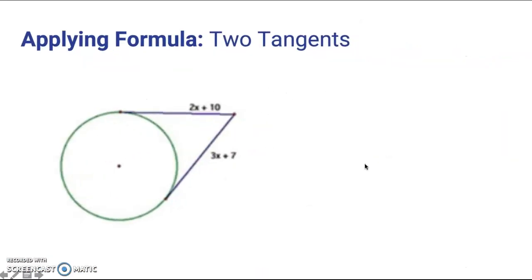Now, just to apply the formula, I know the number is a little hard to see, so I'm going to read it out. So you got two tangent lines because they touch at one point, right? Be careful, this only applies to tangents. So then we know that they're equal. Before I even start writing, these two tangent lines are congruent. So the one in the top, 2x plus 10, equals 3x plus 7.